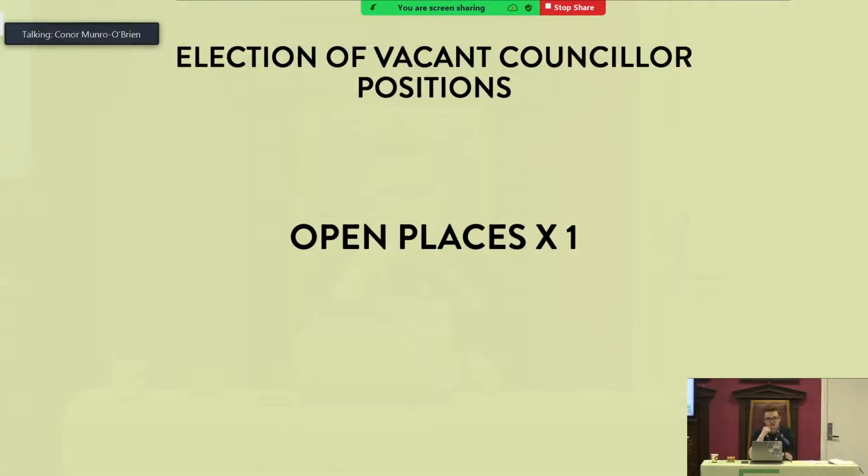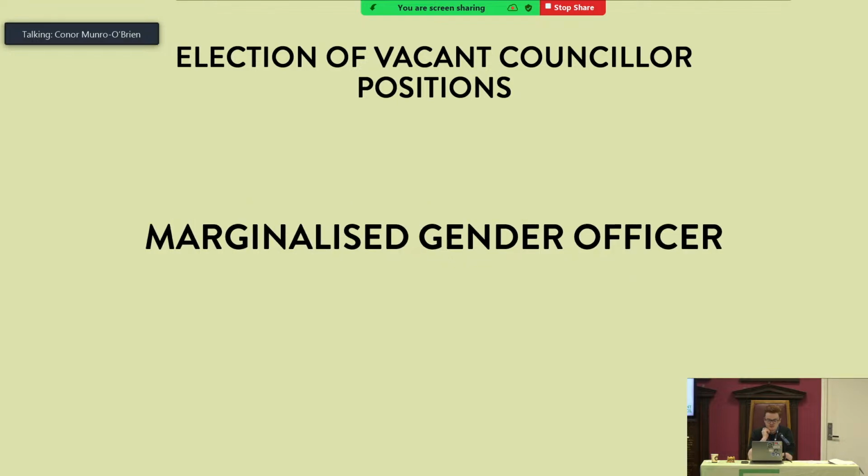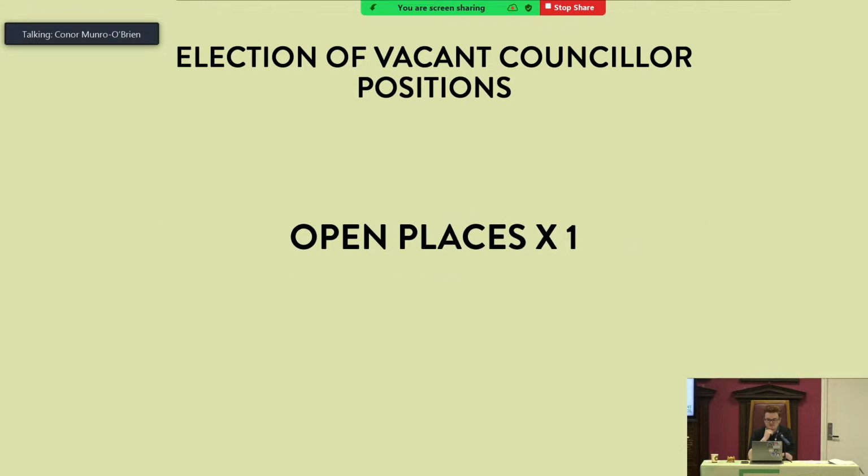So now we'll move on to the election of vacant councillor positions. So up for grabs, we have one open place. An open place to council is a place that gets you a vote at every council for the academic year. If you don't intend on coming to every council the academic year, you should sign up for casual places, which are just for one specific council. We also have up for election 2 officer positions, so the student, parents, guardians, and carers officer, and the marginalised genders officer, both of which are liberation officer roles and require any nominees to be a member of the given marginalised group.